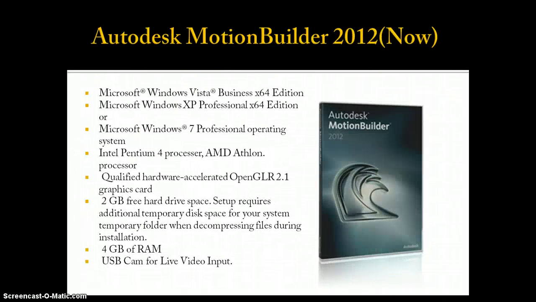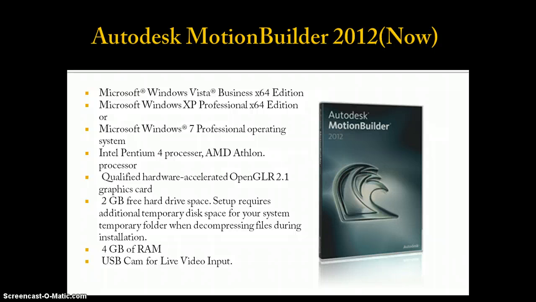The next is Autodesk Motion Builder 2012. It is also an animation software, though it cannot create objects. It still can make much more realistic motions than 3ds Max, and it requires an operating system like Microsoft Windows Vista Business 64 Edition, Microsoft Windows XP Professional 64 Edition, Microsoft Windows 7 Professional operating system. You'll need Intel Pentium 4 processor or an AMD Athlon processor.